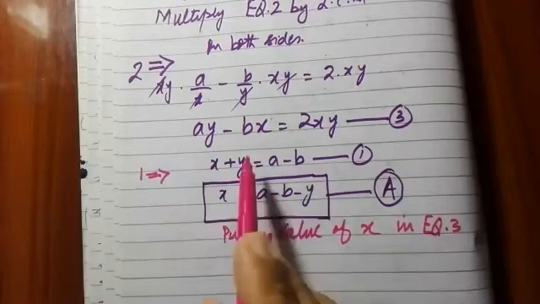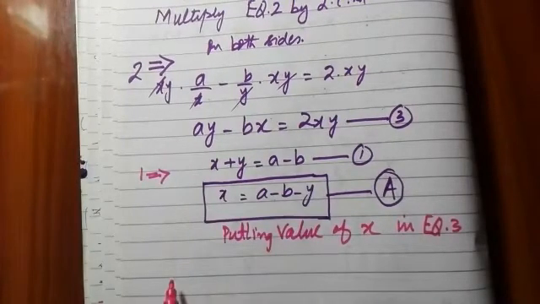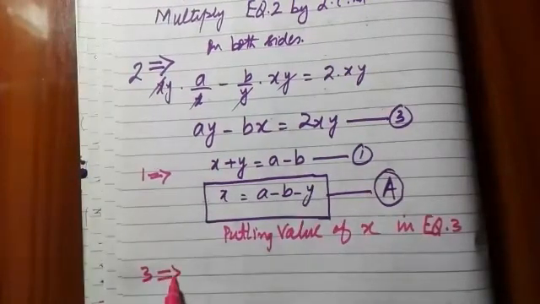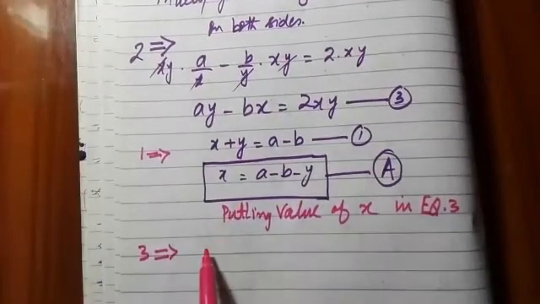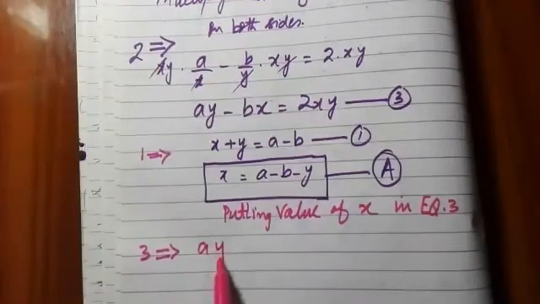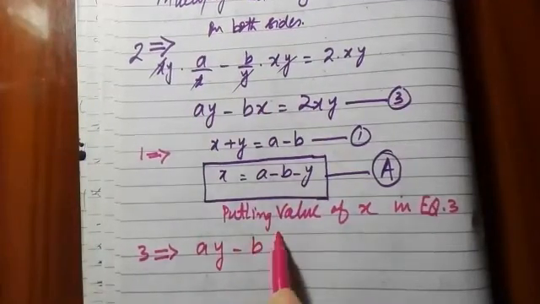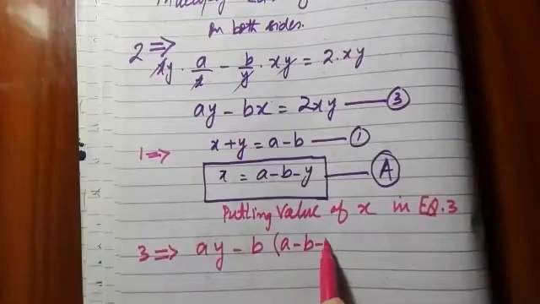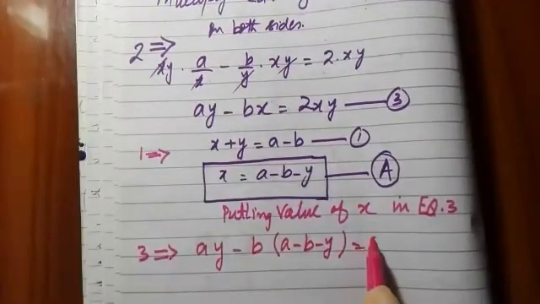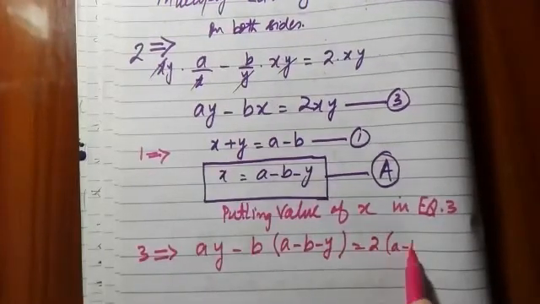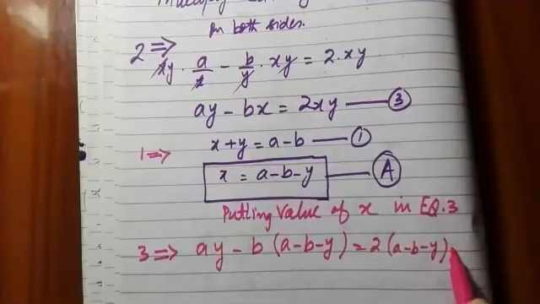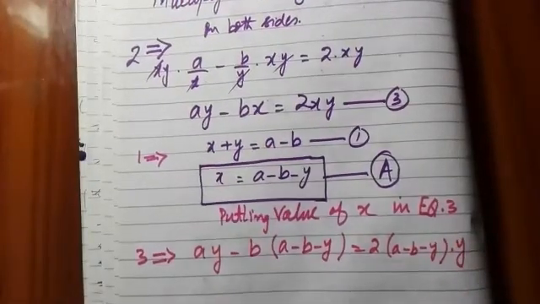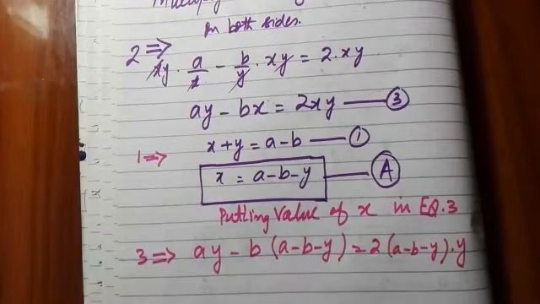So now, putting the value of x, where there is x, we will write in equation number 3. We will write it like this. This is ay, so keep it as it is, ay. But in place of x, you should write a minus b minus y. Where there is x, substitute a minus b minus y, times y. Okay, students, any confusion till this step?